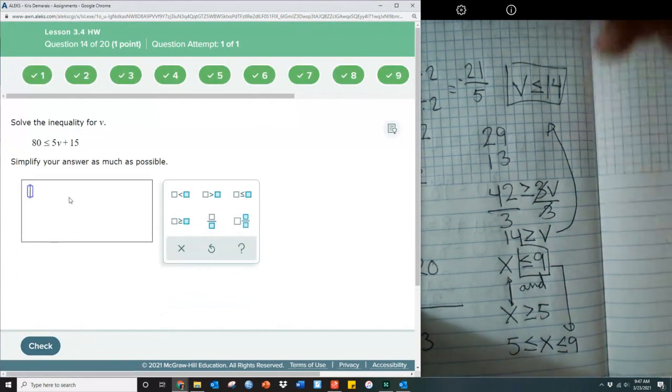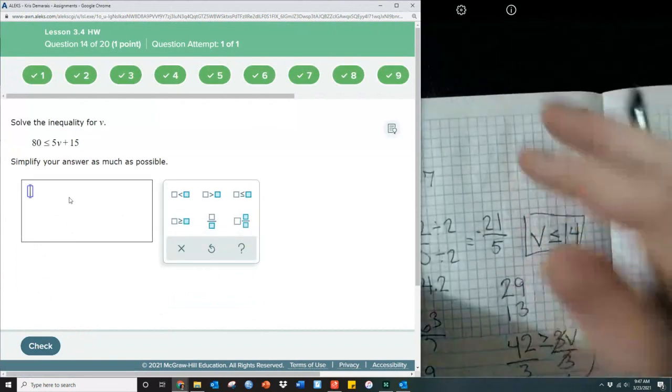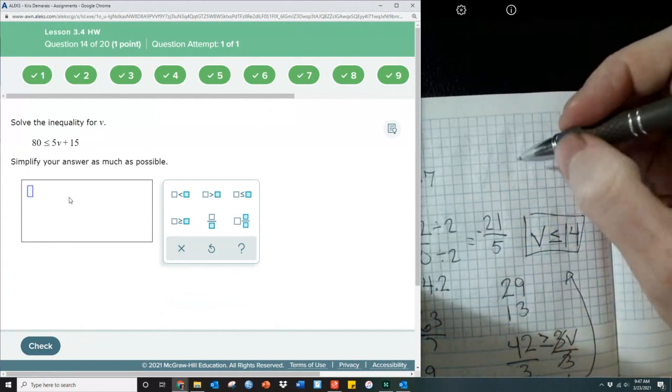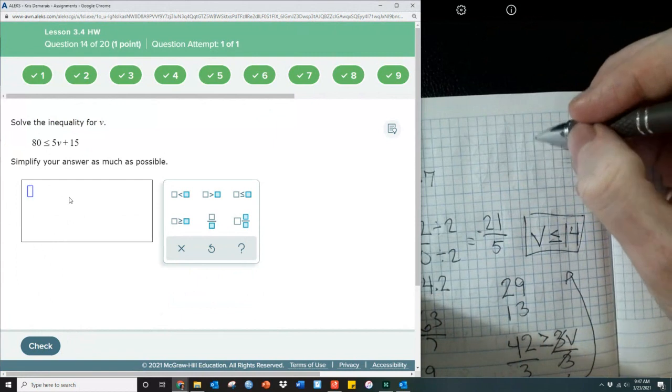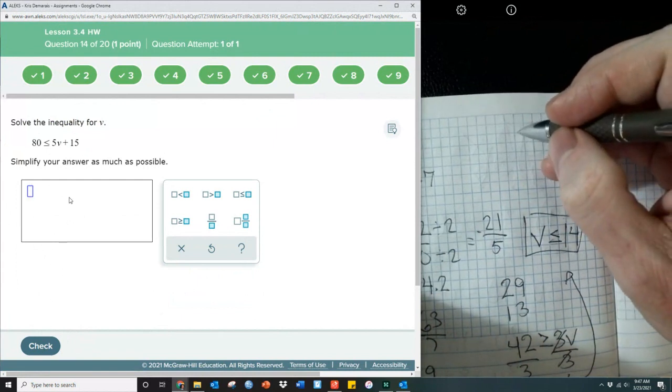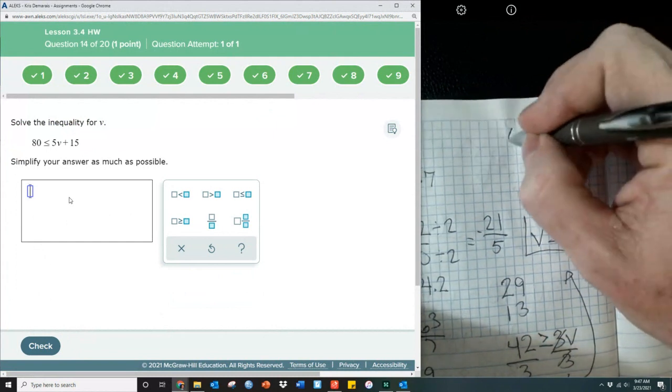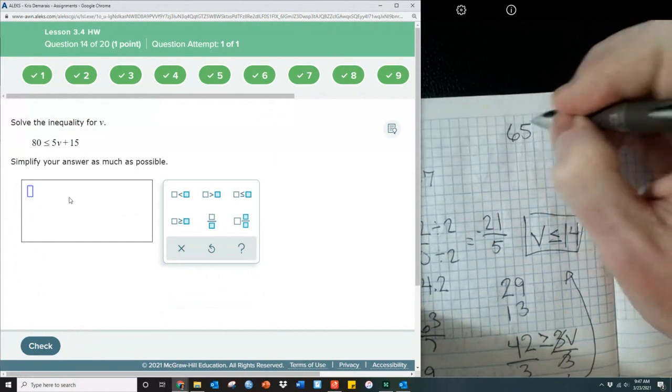All right. And in this case right here, I'm going to go ahead and do what I've told you. I'm going to make sure the v is on the left side. Now, I'm going to subtract 15 from both sides. Well, if I subtracted 10 from 80, it's 70. Subtract another 5 points, it's 65. So 65.